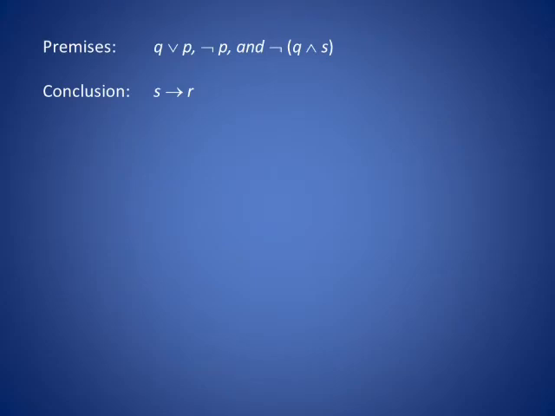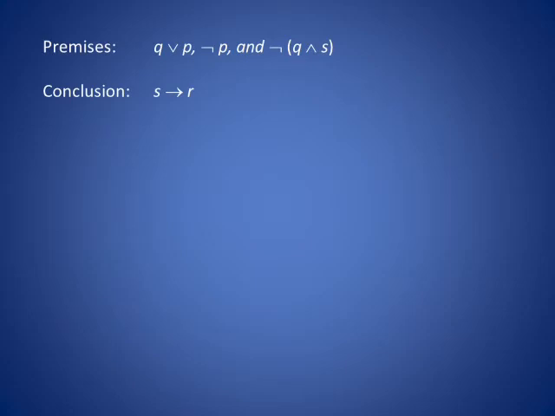The premises that we will be considering for this problem are Q or P, together with not P, and the negation of the conjunction of Q and S. The conclusion we seek is S implies R. How should we construct a proof of this?